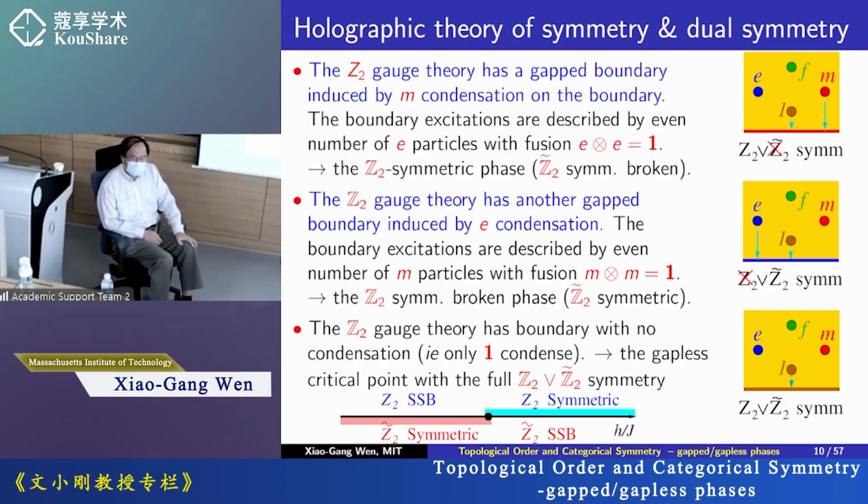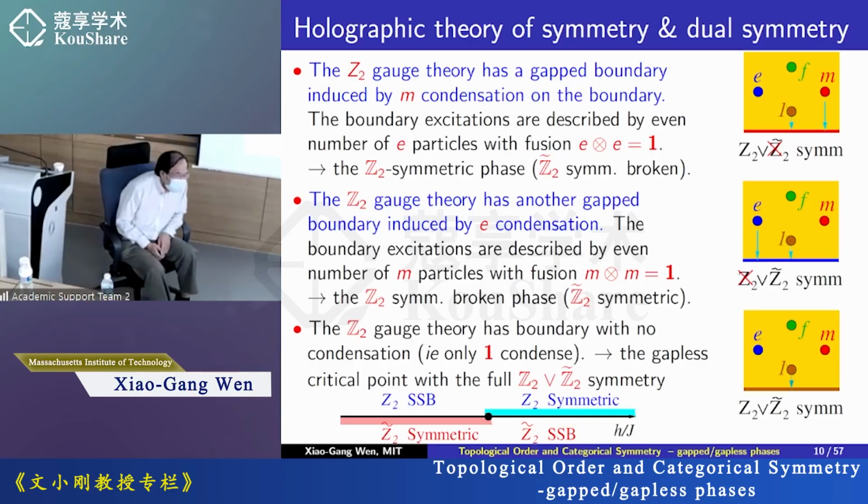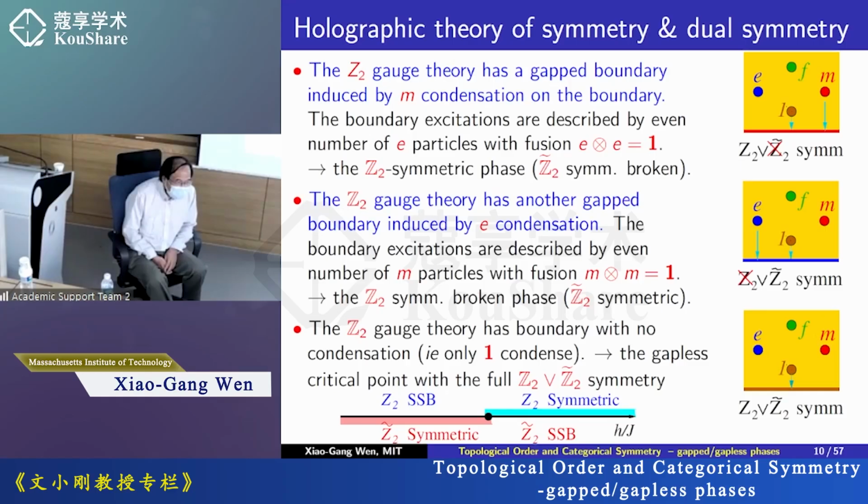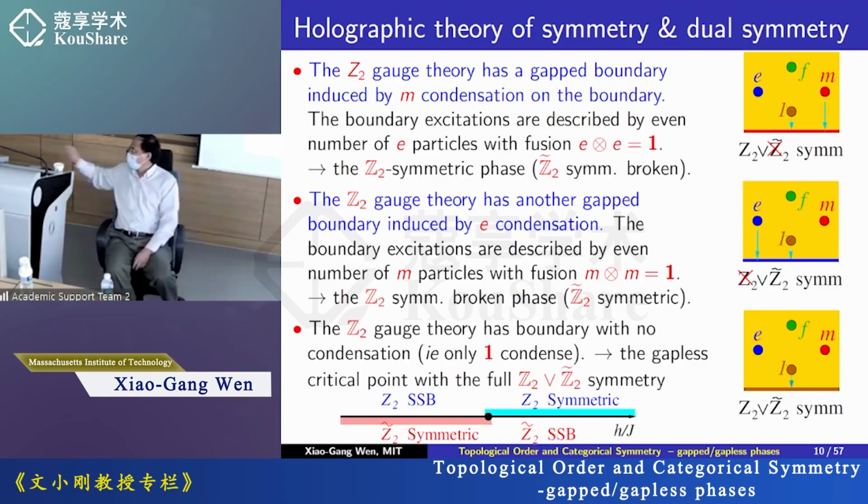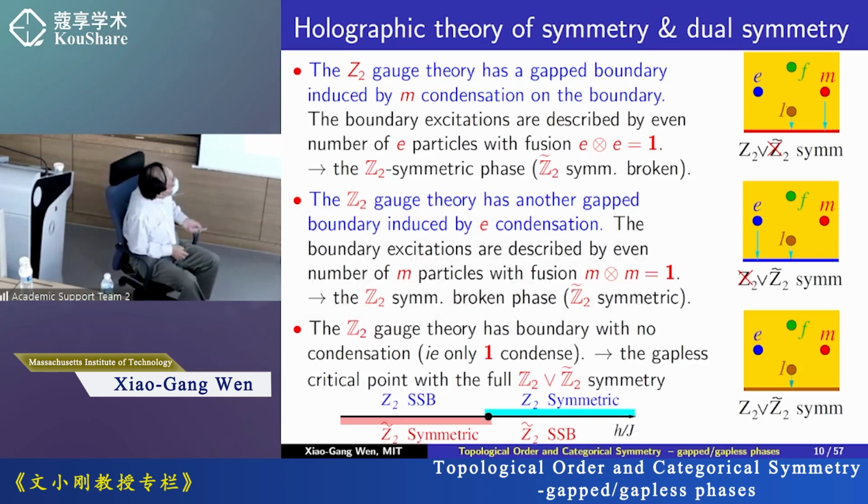Please ask anything. So is there any possibility that at the critical point both are condensing? Oh yeah, that's the thing. So this is the answer, so I can continue.